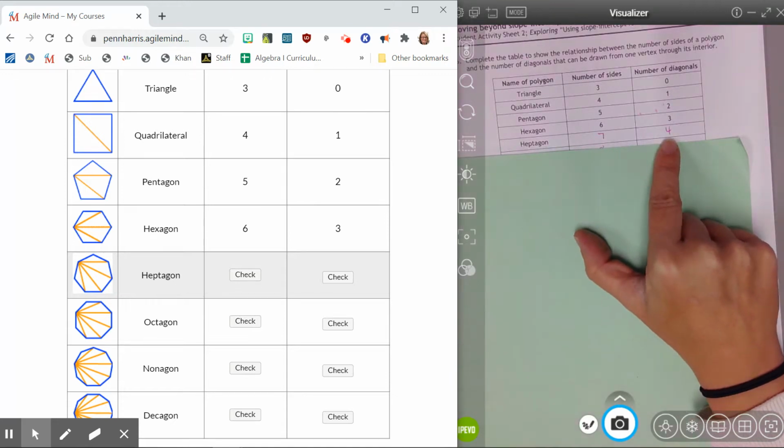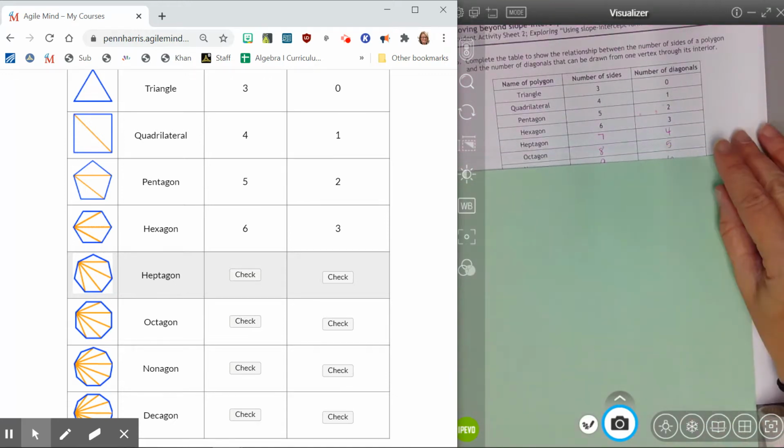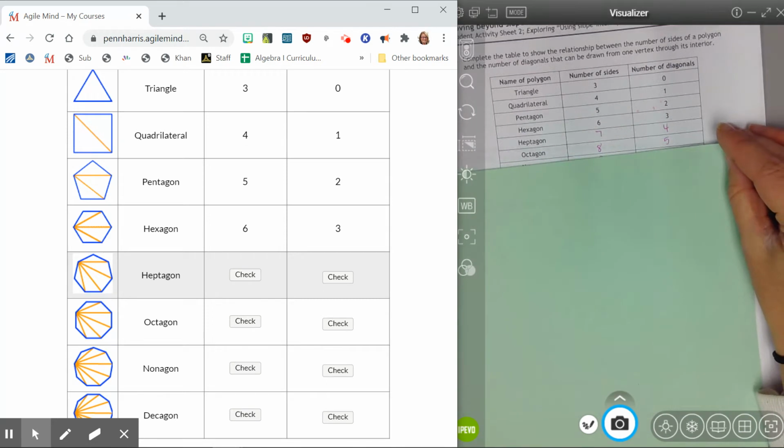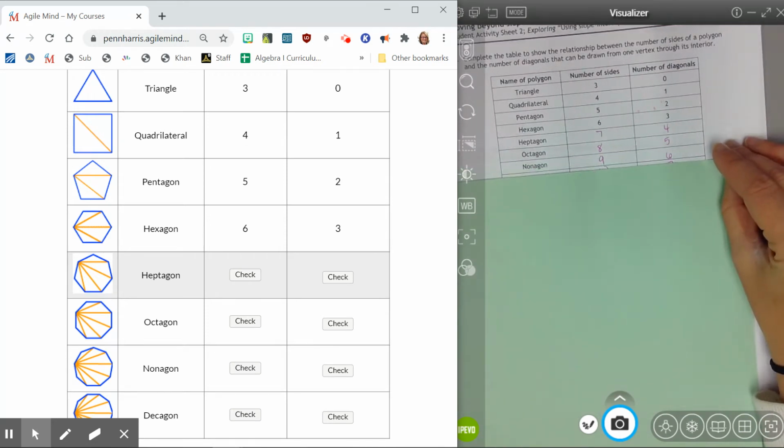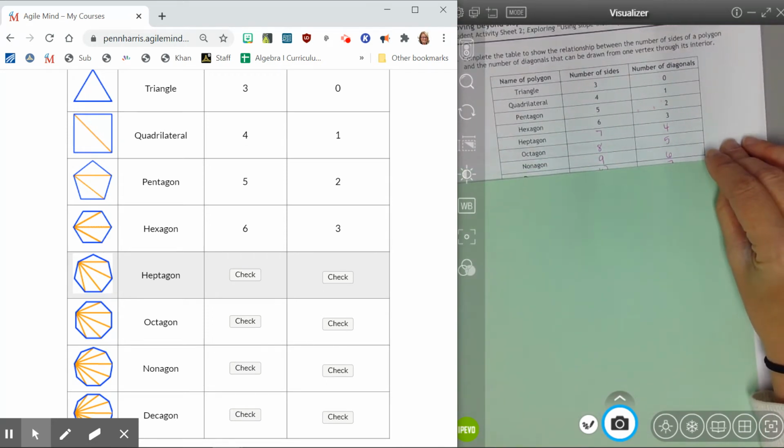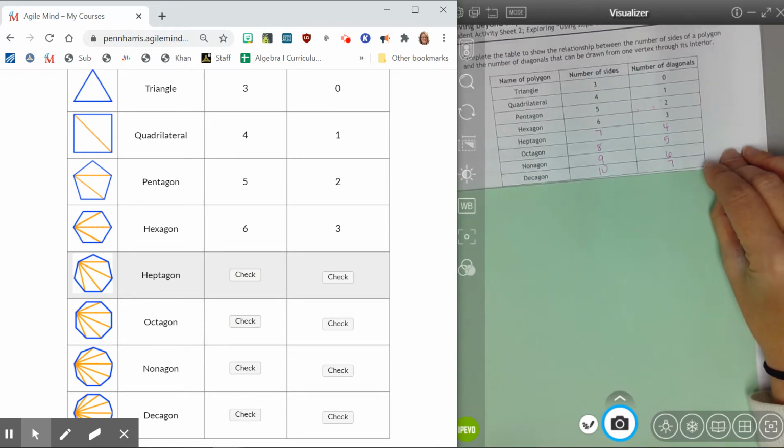An octagon has 8 sides. That's like your stop sign. That gives me 5 diagonals. A nonagon, which is 9 sides, gives me 6 diagonals. A decagon is a 10-sided polygon. That gives me 7.